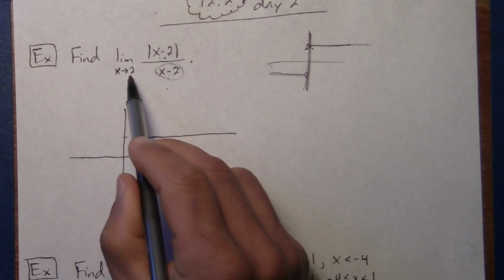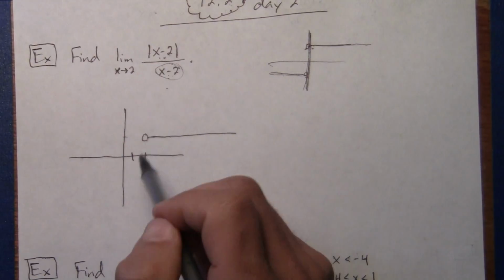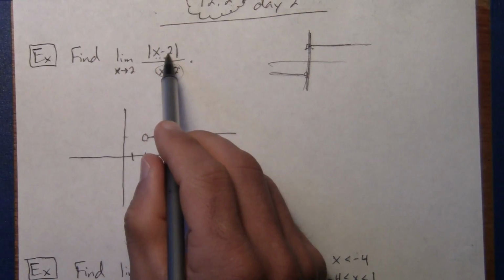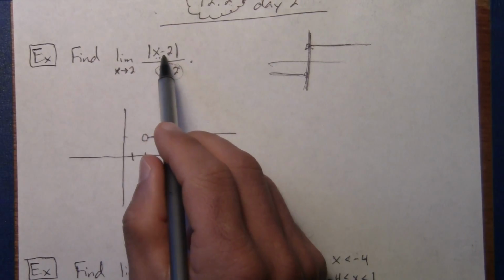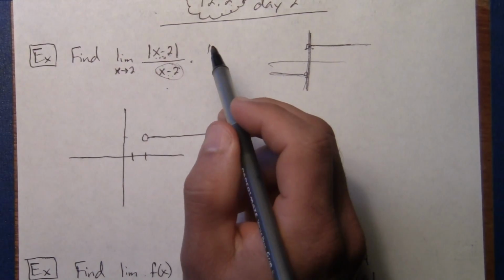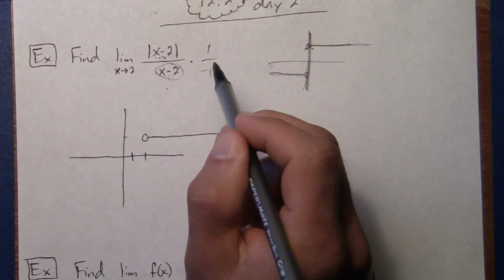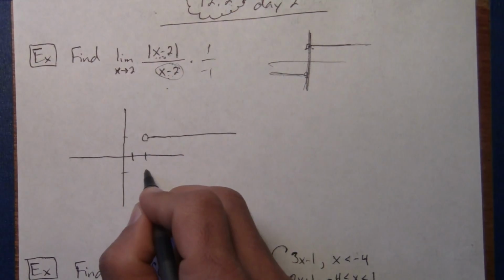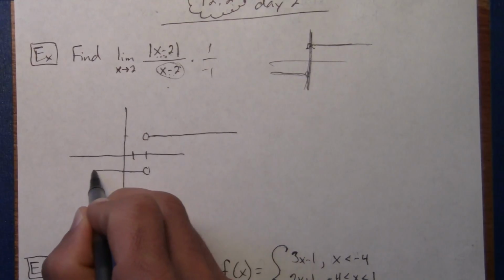And if I plug in anything to the left of it, let's say 1, for example, that would give me negative 1 in the numerator. Absolute value of that would give me positive 1. That would give me negative 1 in the denominator. I'm always going to get negative 1. So this is what my graph would look like.